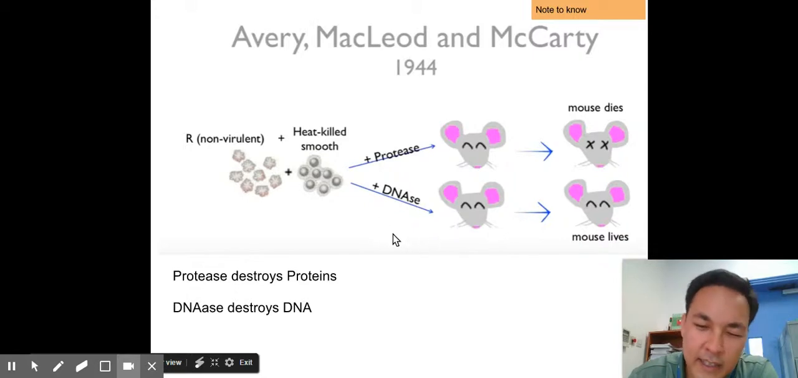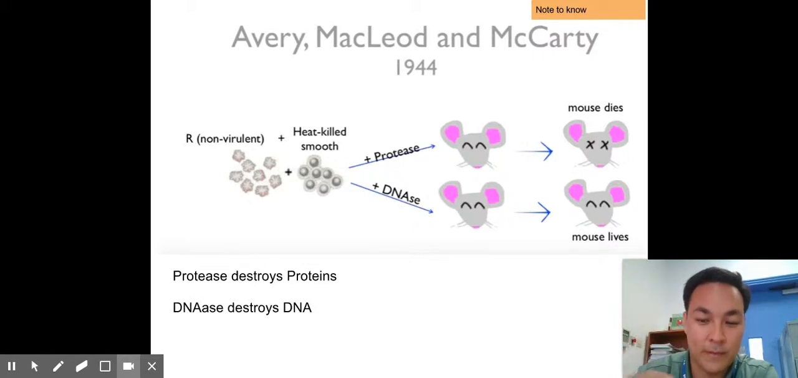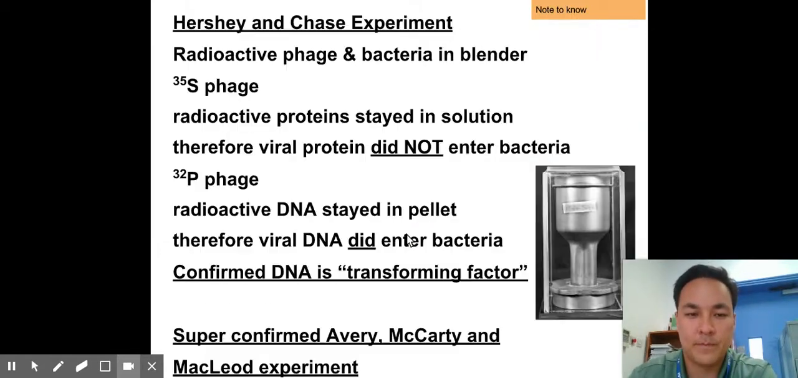So you've got to think backwards. This is a little tough. If we destroy the proteins and the mouse dies, then proteins cannot be the transforming factor. But if we destroy DNA and the mouse lives, so it had an opposite effect of Griffith's experiment, it shows backwards that DNA is the transforming factor.